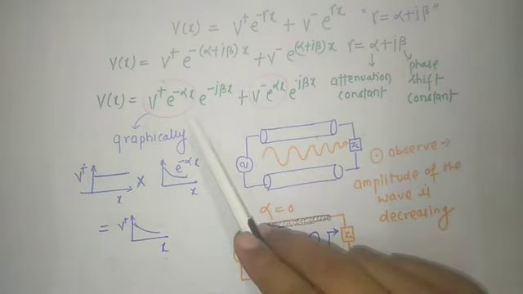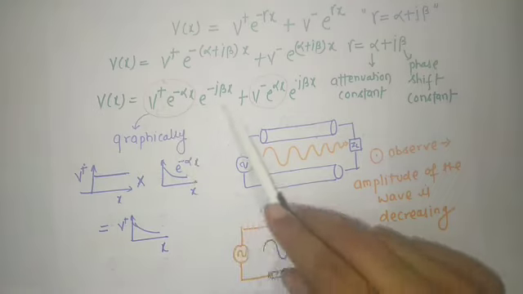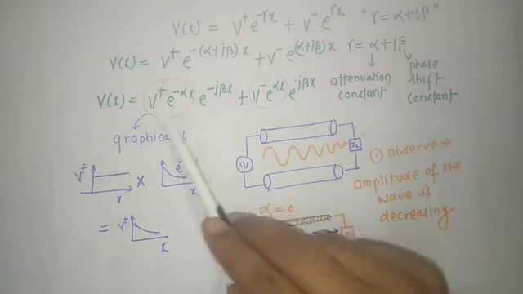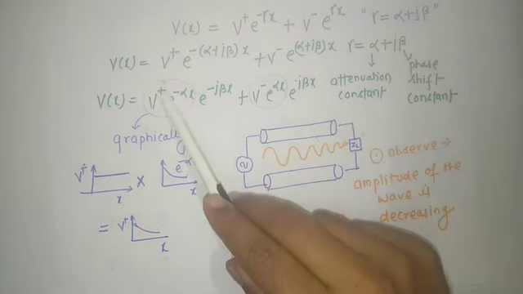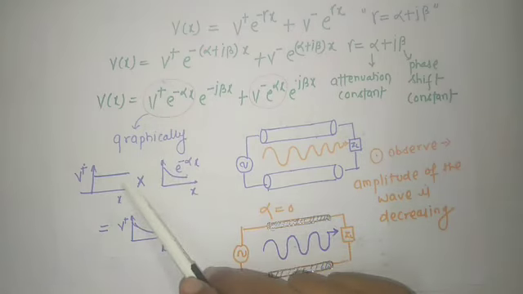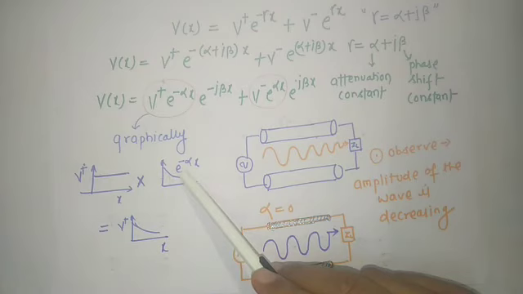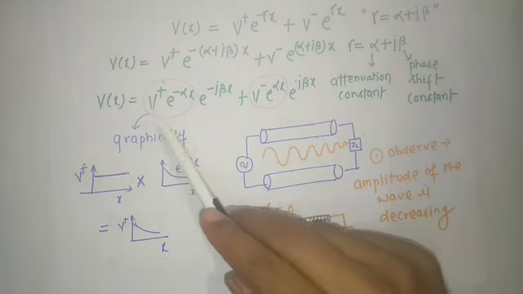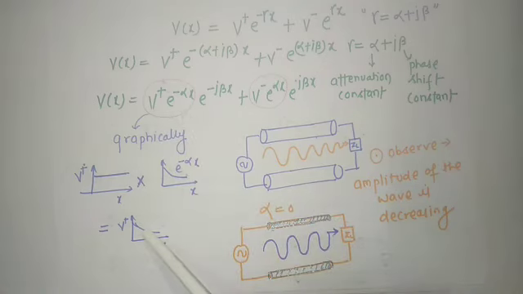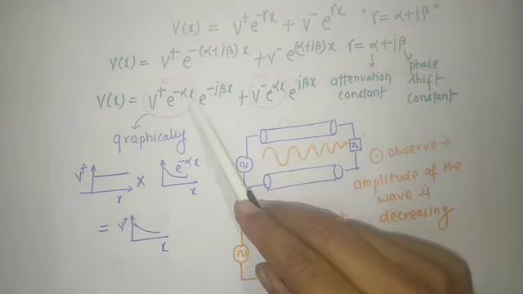Now let's look at this. This term is representing the forward travelling wave and this term is representing the backward travelling wave. What is the significance of these two terms? V plus is nothing but a constant. If you plot the graph of V plus, it will look like that. How can we plot e power minus alpha x? We will draw it like that. It is the multiplication of two things. After multiplication of these two graphs we will get this, which is the forward travelling wave. Recall that alpha was the attenuation constant.